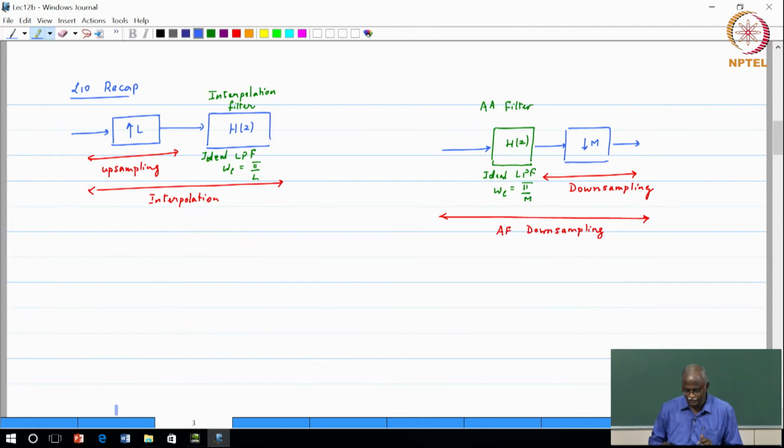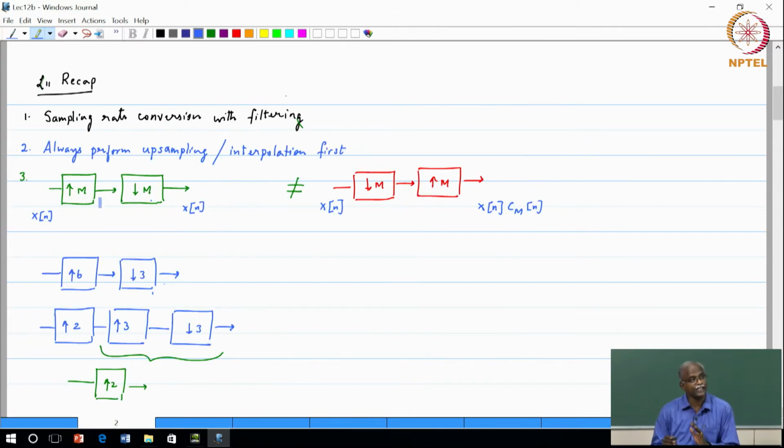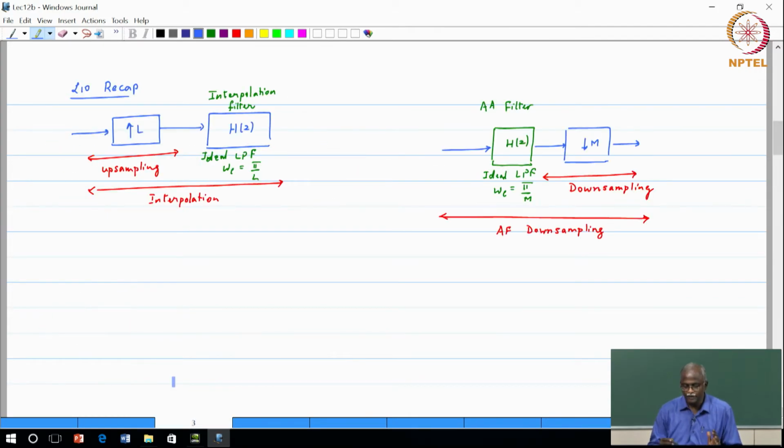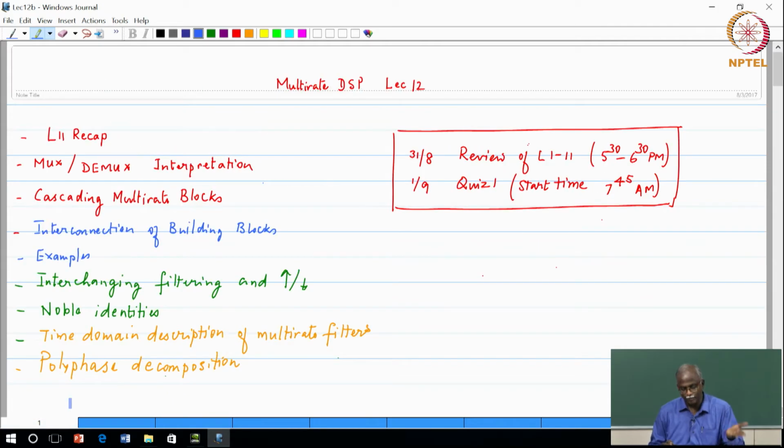So, this is what we would refer to as cascading of multi-rate blocks. We will look at the more general case where you are upsampling by L and downsampling by M. We will then also look at interconnections. What happens if you have a multiplier, what happens if you have an adder, some simple examples.